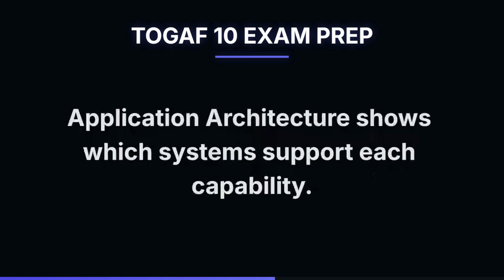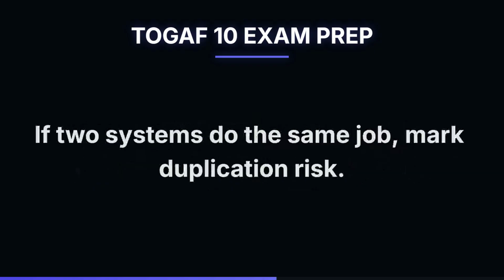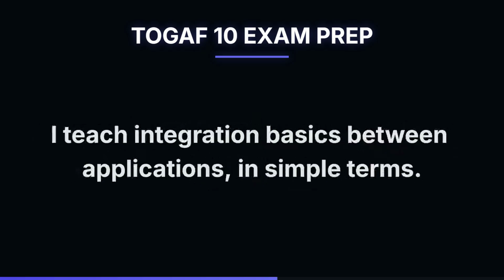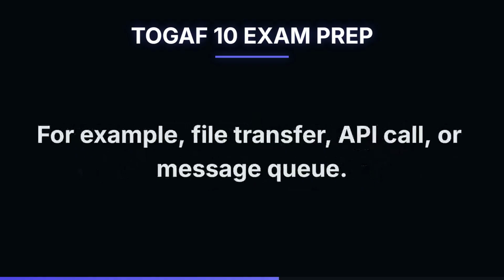Application architecture shows which systems support each capability. Map applications to business processes clearly and logically. If two systems do the same job, mark duplication risk. I teach integration basics between applications in simple terms. Identify data exchange points and describe method briefly. For example, file transfer, API call, or message queue.